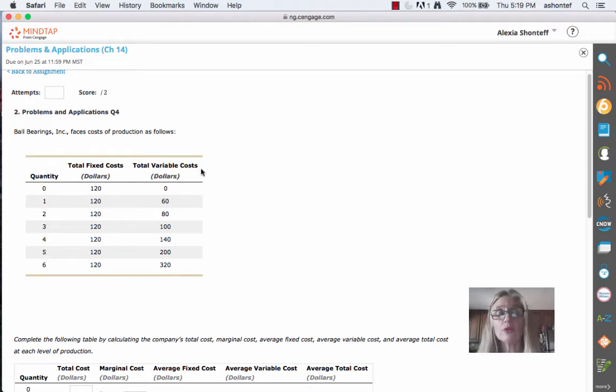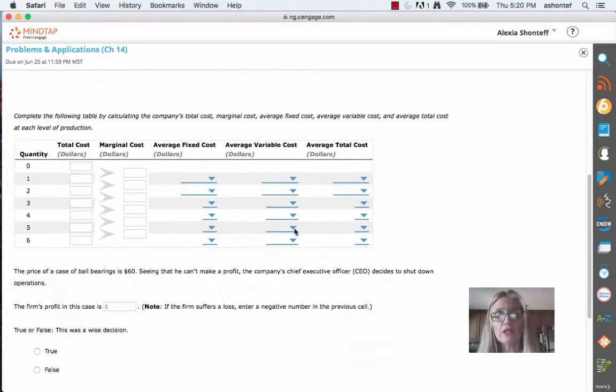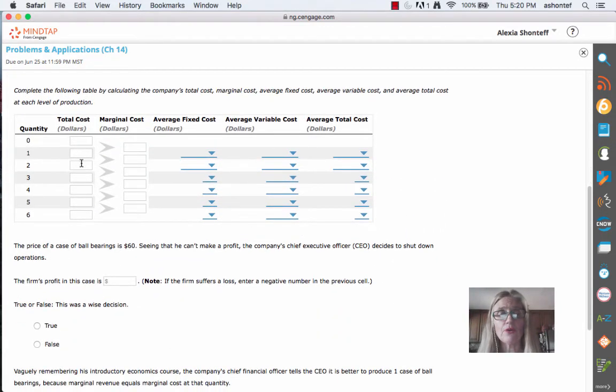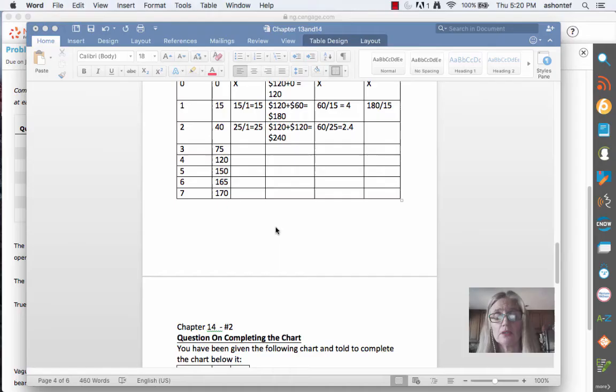And then those variable costs will always change depending on the inputs that it takes to produce certain levels of output. So variable costs will always be different. So you're given this information, and then it looks like, oh my gosh, now you have to fill in all these different columns, but you'll just want to do one thing at a time.